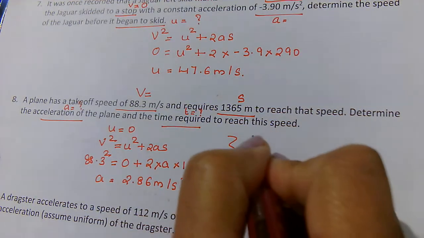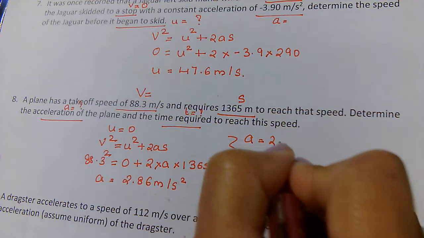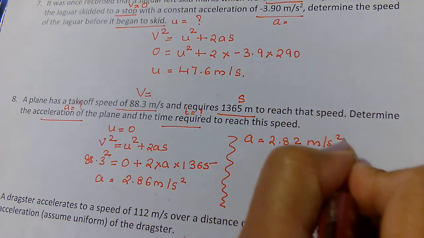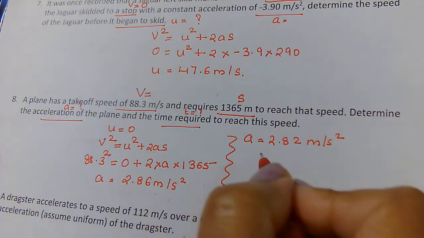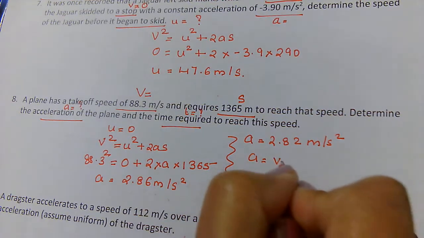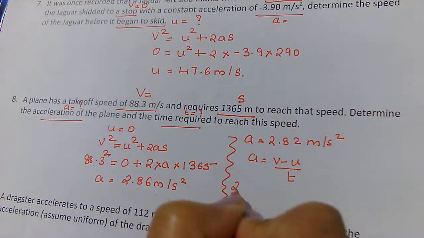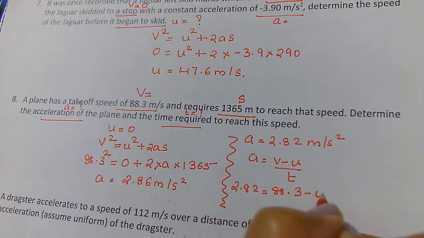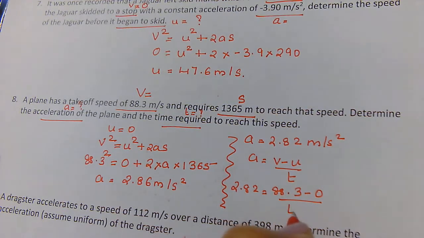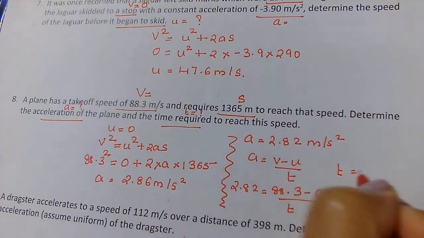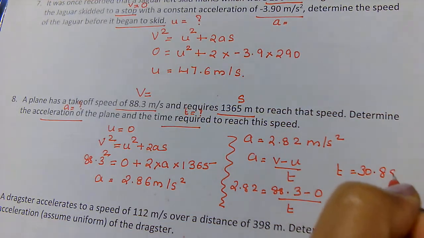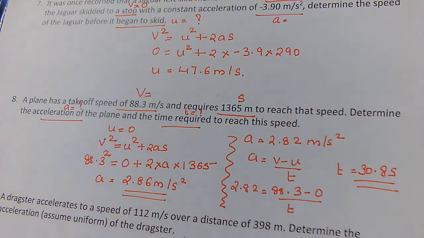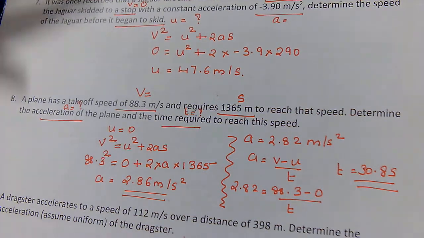Then you need to find the time also. So we know A, we know U, we know V, and we need to find T. So if we know A, the equation that connects A and T is A equals V minus U over T. So 2.82 equals V was 88.3 minus 0 divided by the time is what you need to find out. And finally, after rearranging, you will get 30.8 seconds. So one part, the answer is 2.86 and the other part is 30.8.